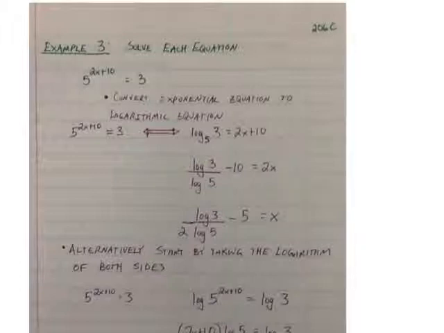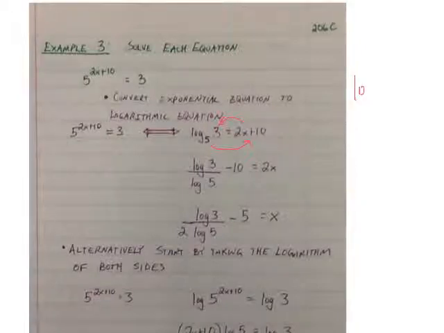Okay, for example 3, solve each equation. This time we started with an exponential equation rather than a logarithmic one. Sometimes it's useful to take our exponential equation and convert it to a logarithmic expression. So I did that, took the exponential and rewrote it as a logarithmic. And if you want to check, you have 5 to the 2x plus 10 equals 3, and that's our expression.